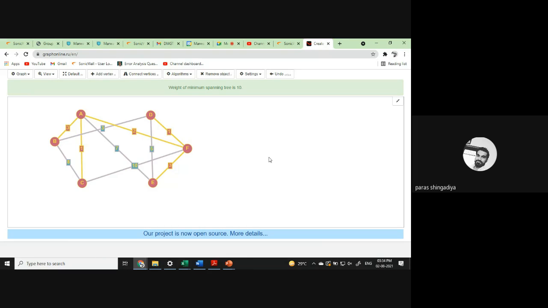The answer is also written. The total weight will be 10. The total weight of the minimum weighted spanning tree will be 10. By using that you can verify your answer.